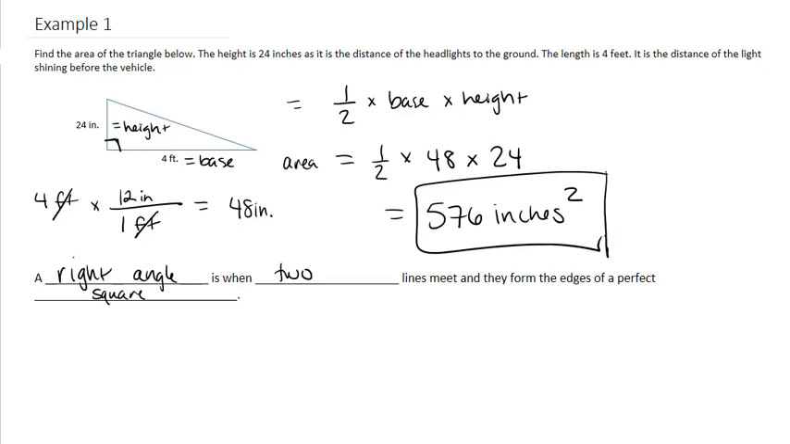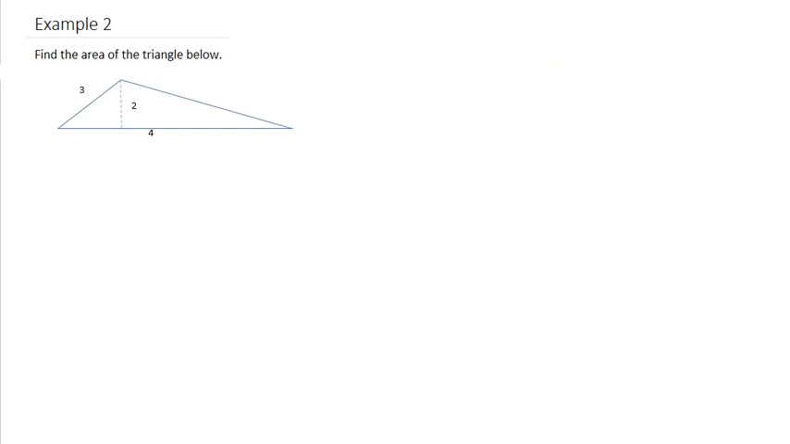So let's do another example. Example 2. Find the area of the triangle below. So here we have our 3 numbers. And we know we need to form a right angle in order for our base and our height to meet. And we could see we have a right angle right here. So then 2 is considered our height. And then the 4 is how long it is. So that would be our base.